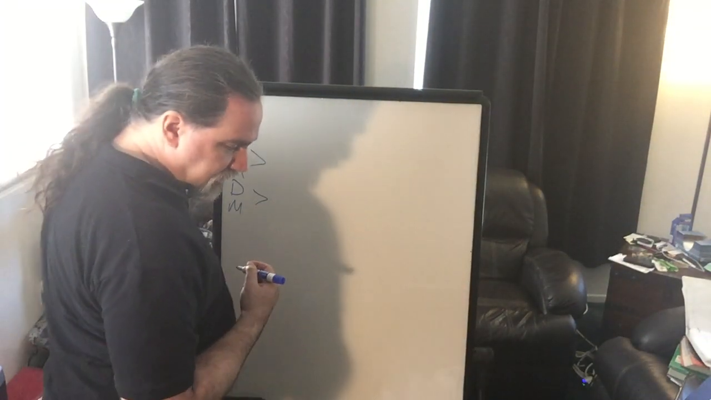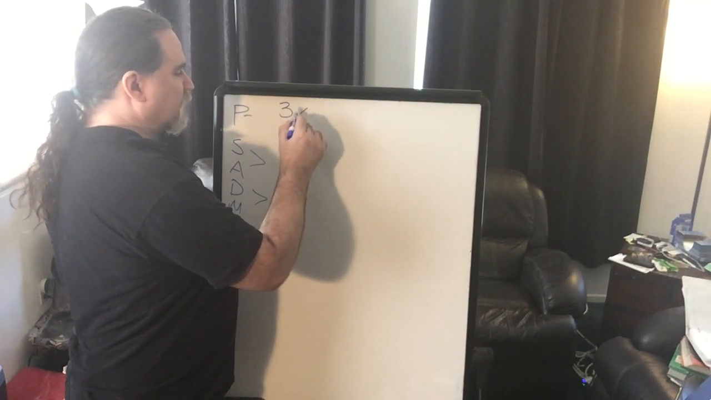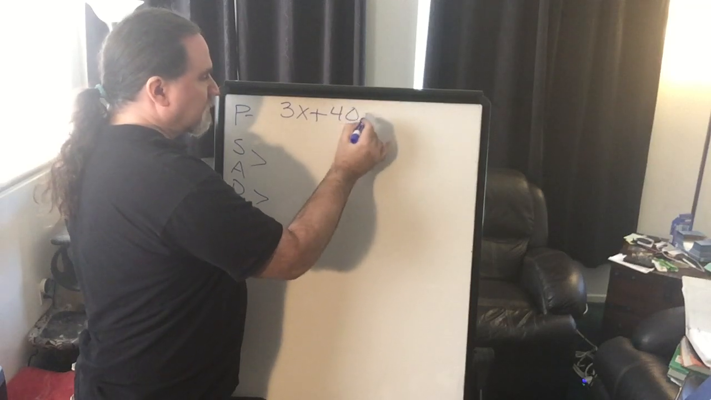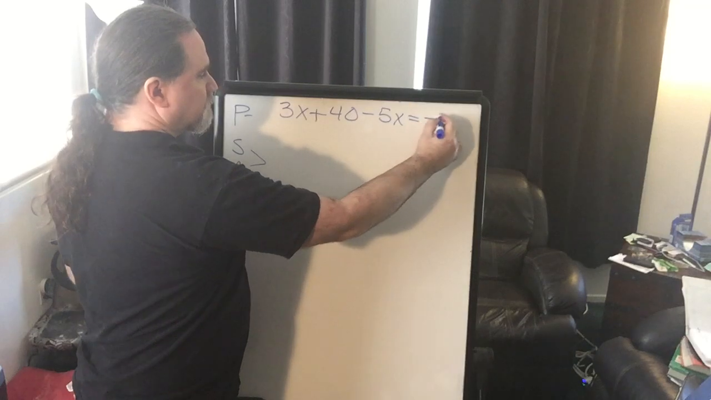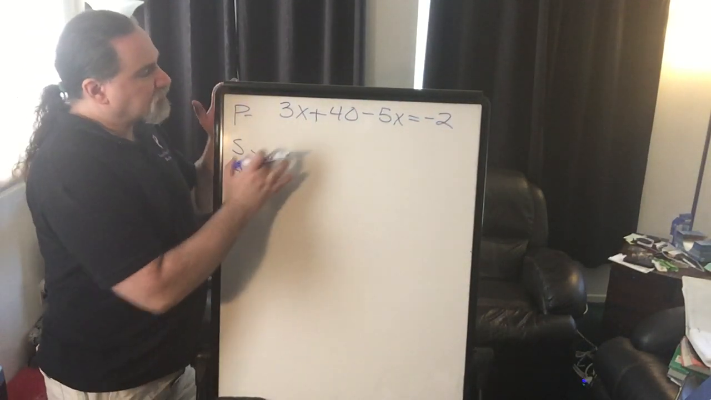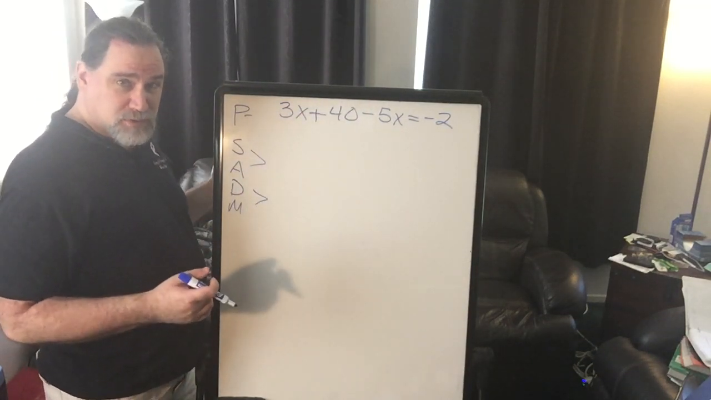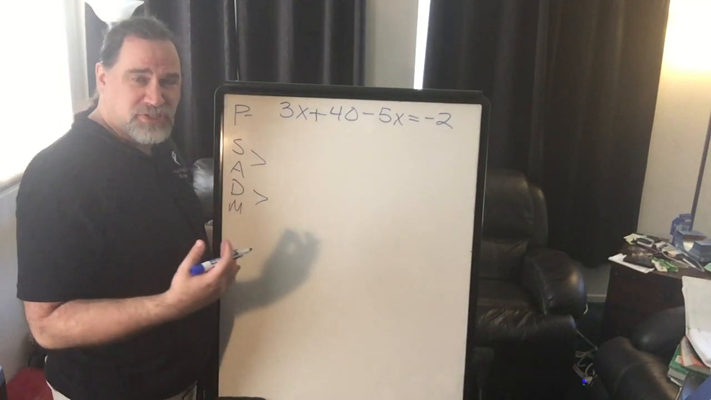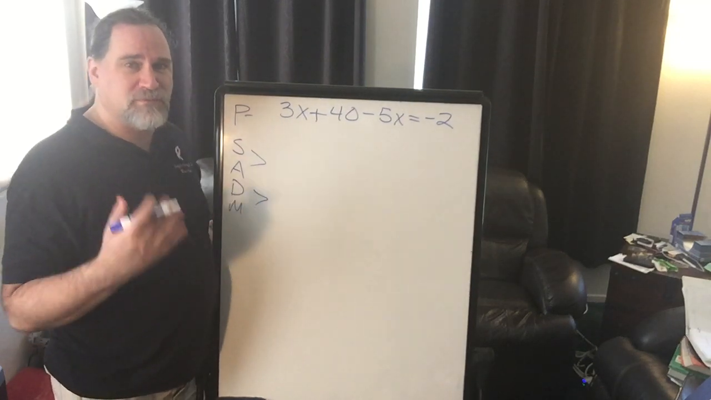So let's look at this. We're going to solve this equation: 3x plus 40 minus 5x equals negative 2. Okay? So we've got a couple of things working here. First, we have multiple variables, but they're the same variable. They're not an x and a y. They're not different. So all we have to do is combine them, and that's typically going to be one of the first things we want to do.